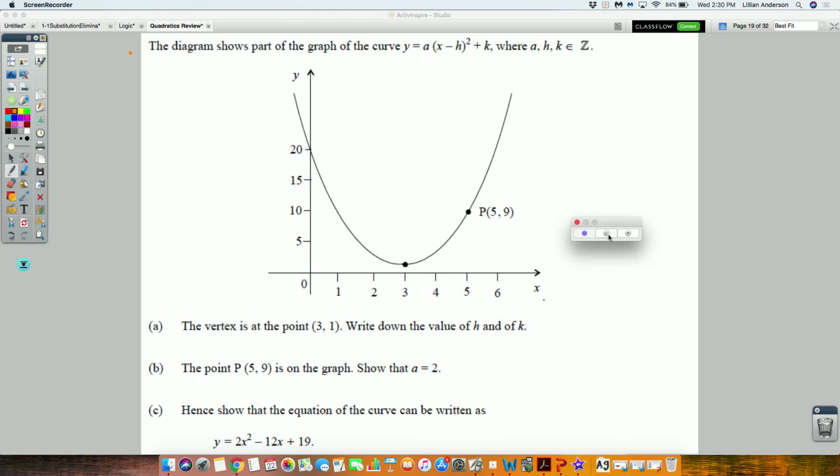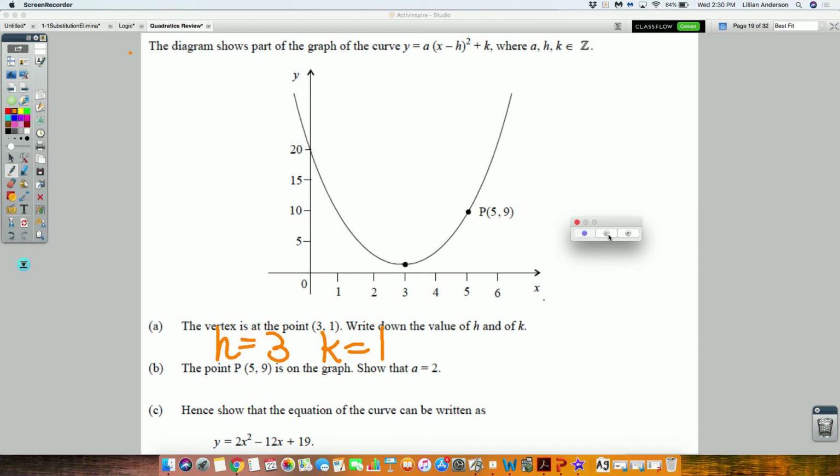This one, you got to write down h, k. Pretty straightforward, right? What was h? 3. And k? 1. Gotta let them write down the give-me problems. I heard you back there. Now you have to show that a is 2. Remember, show problems. You get your points by showing the work.